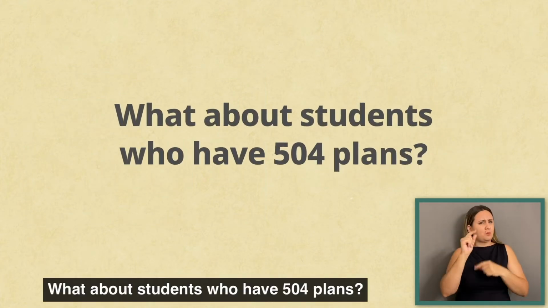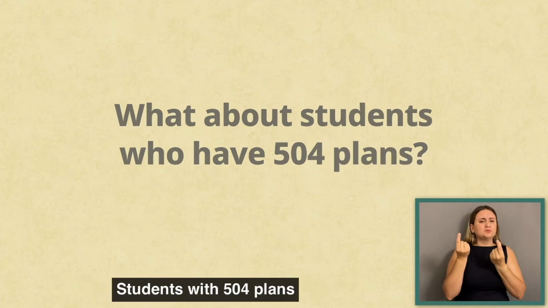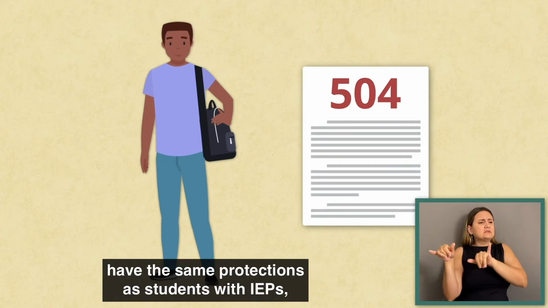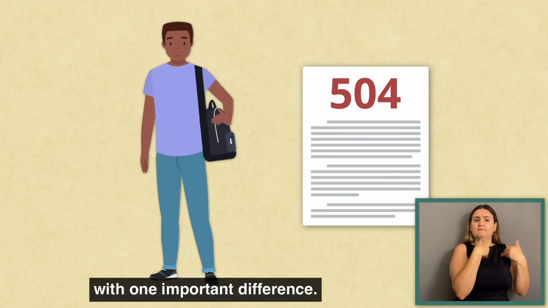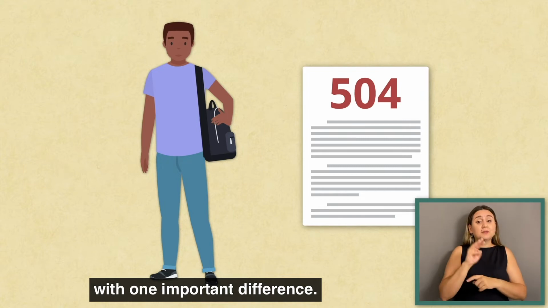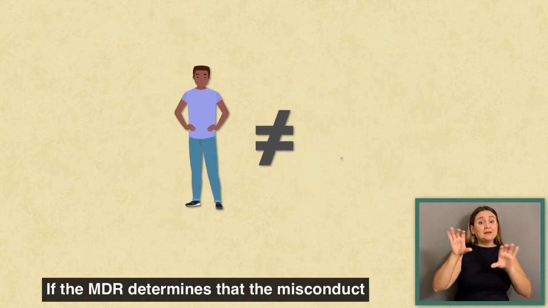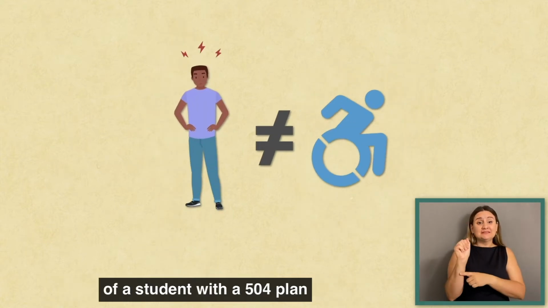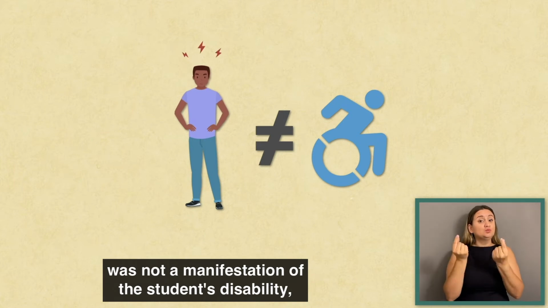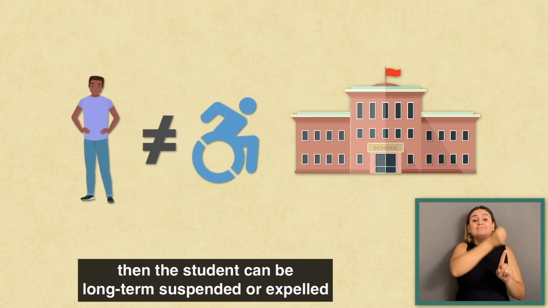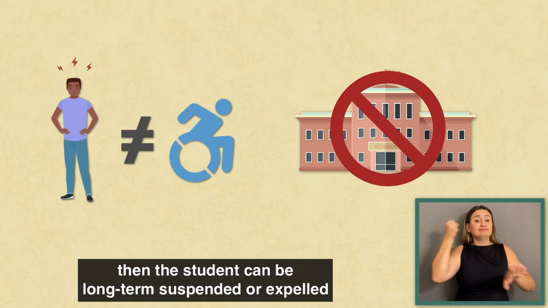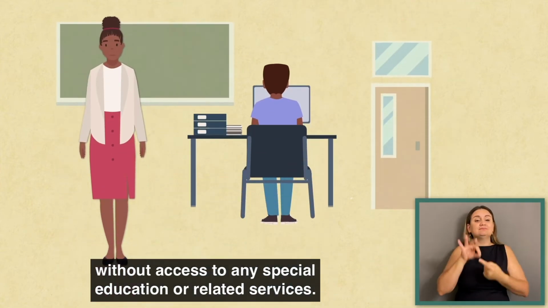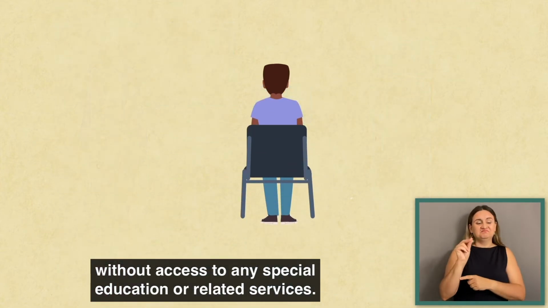What about students who have 504 plans? Students with 504 plans have the same protections as students with IEPs, with one important difference. If the MDR determines that the misconduct of a student with a 504 plan was not a manifestation of the student's disability, then the student can be long-term suspended or expelled without access to any special education or related services.